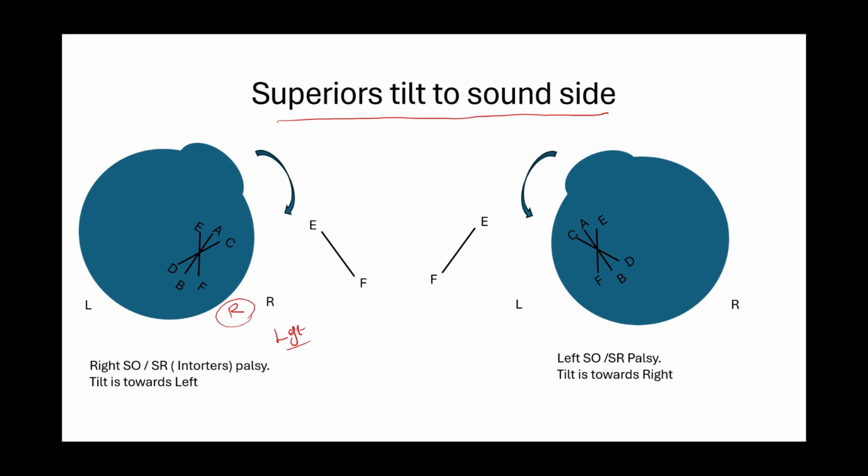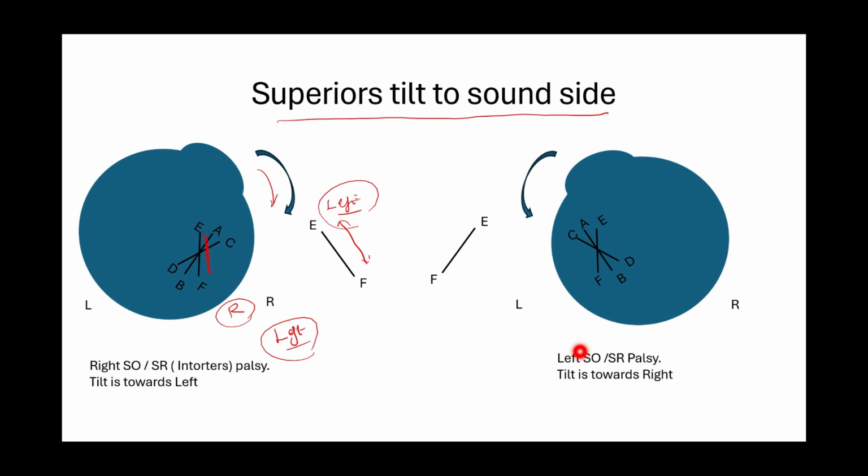So in a right superior oblique or superior rectus palsy, what happens? Since the intorter is palsied, the eye is extorted. So when the eye is extorted, what happens? Instead of AB, any linear object falls on EF. And we know when EF is stimulated, it produces a tilted image which is nasally tilted, or towards the left. Since this is the right eye, if the image is tilted nasally, the tilt is towards the left. So superior palsy has caused a tilt to the sound side, and the sound side here is the left eye.